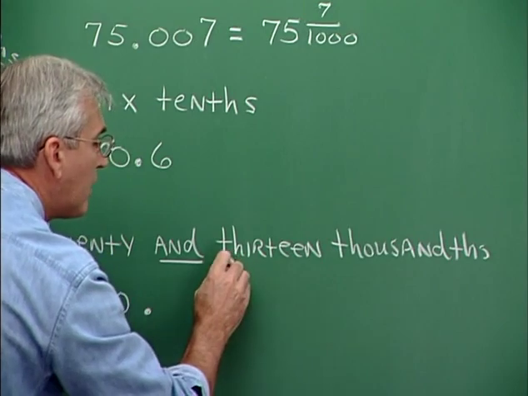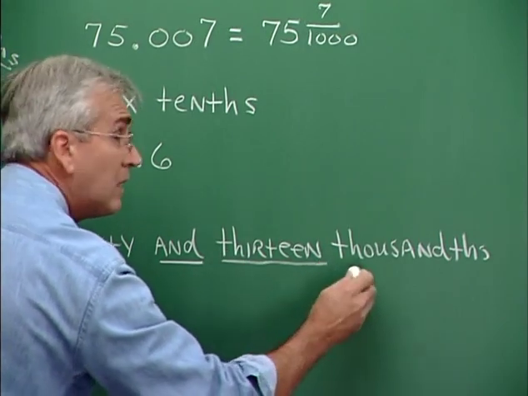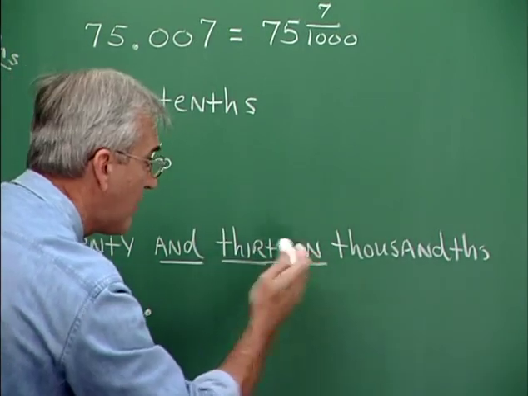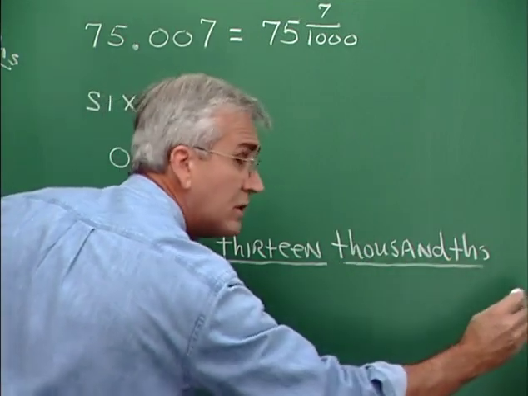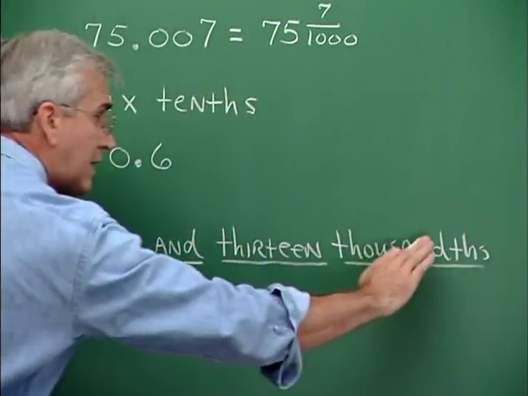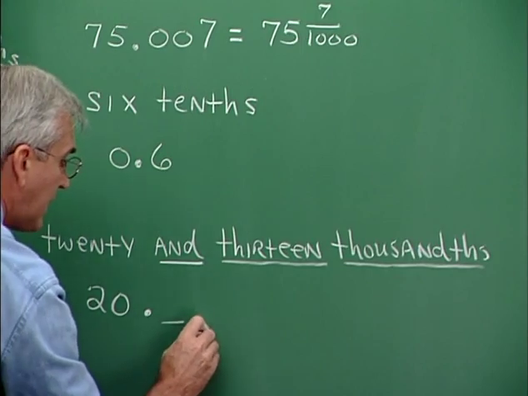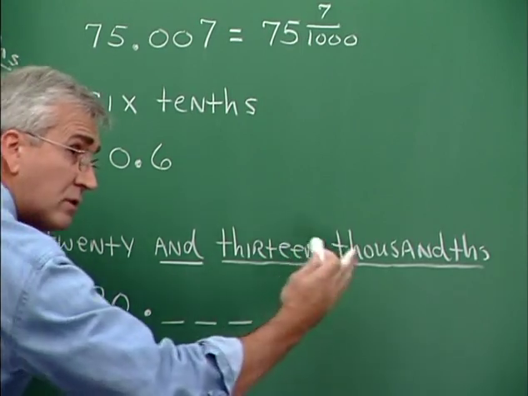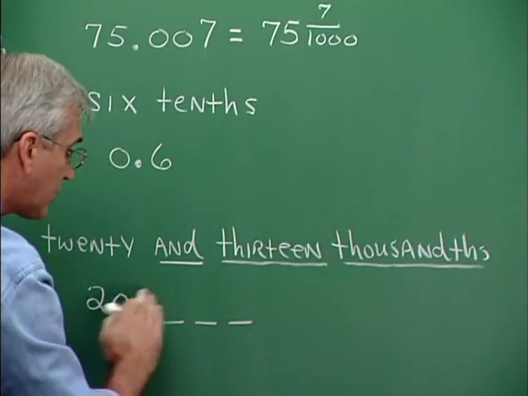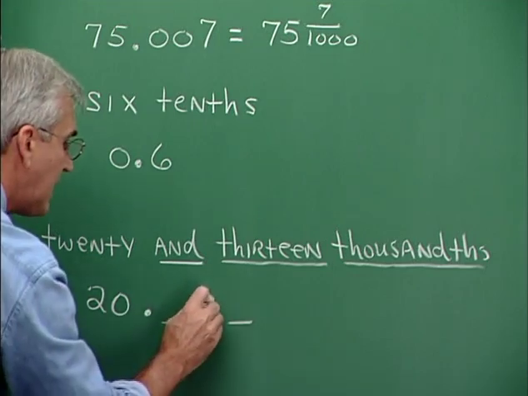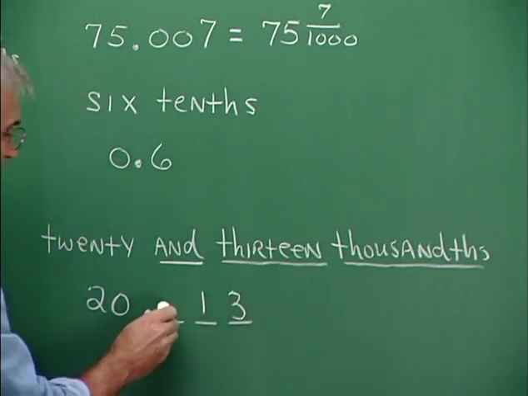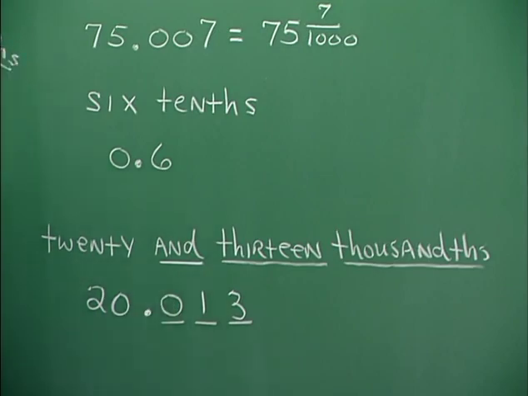13/1000. So the 3 in 13, the last digit to the right in this number, is going to be in the thousandths position. So 13/1000. Thousandths implies 3 digits to the right of the decimal. 13/1000 means this, and we need to fill this position with a 0.